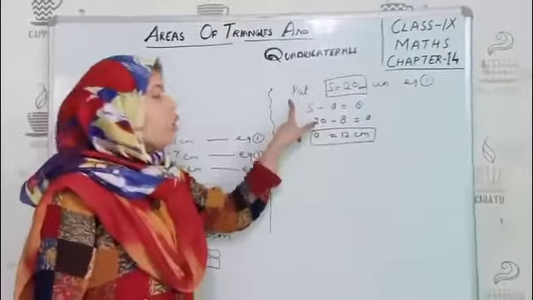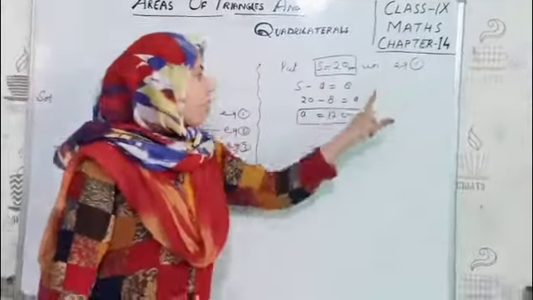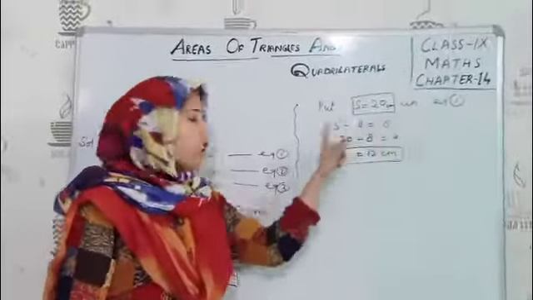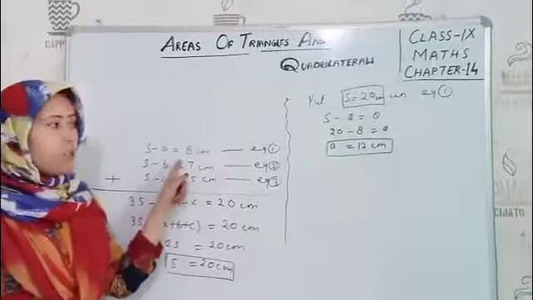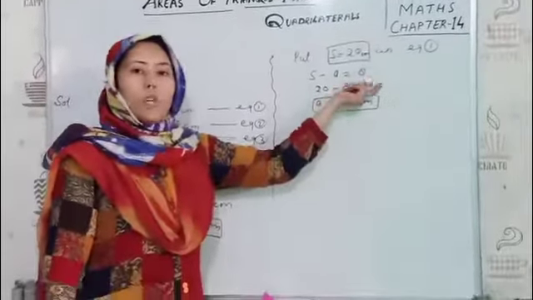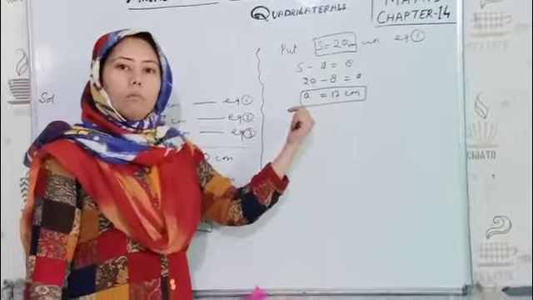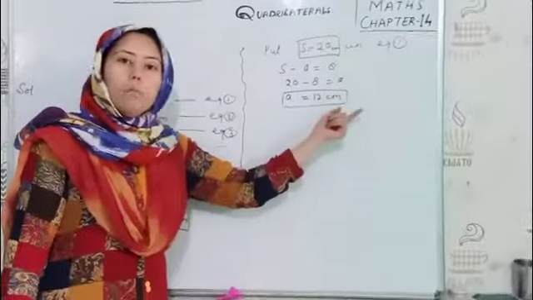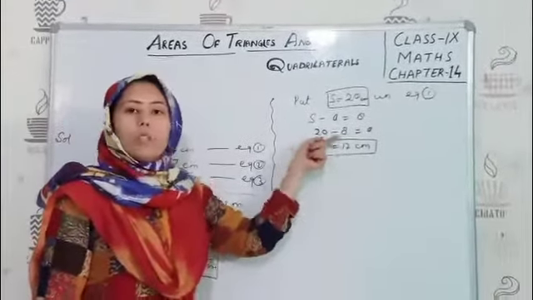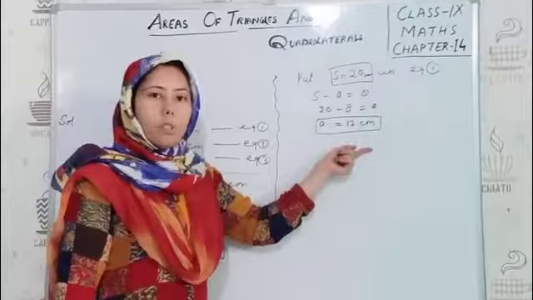Then you will put the value of s in equation 1. So you will get s minus a is 8 centimeter. This is our equation 1. 8 is on the right side of the equals sign, so it will become negative, and a moves over, so it will become positive. The value of a will be 20 minus 8, that is 12 centimeter.